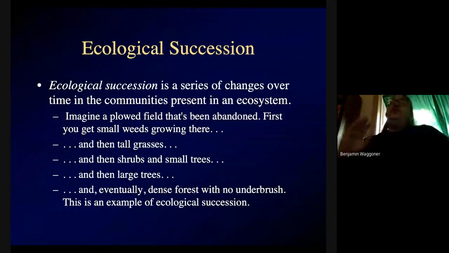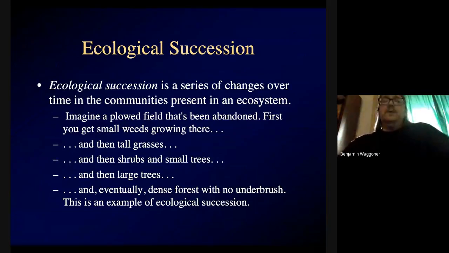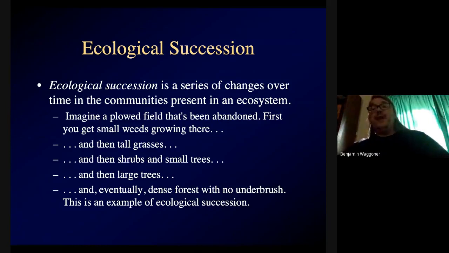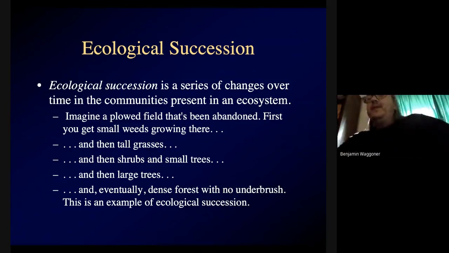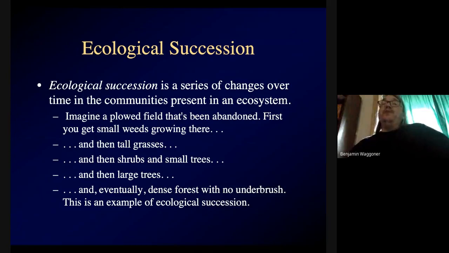If you watch an ecosystem over a longish period of time, what you see is a process called ecological succession. And you could see this in a plowed field or a vacant lot or a house lawn that doesn't get mowed. Imagine you've got just a plot of bare soil, a vacant lot or a field, and it's been completely abandoned. Well, weed seeds will drift in. You get dandelion seeds and whatnot.